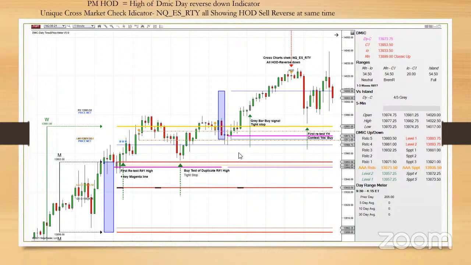NASDAQ rallied above the Y high yellow line, the prior day high, and the next time team signal, the gray bar, sends another buy signal. An hour later, the market hit the orange bar HOD sell signal. The NQ market fell about 40 points.